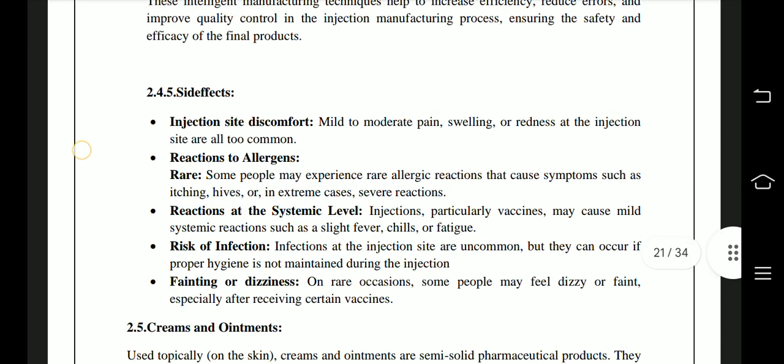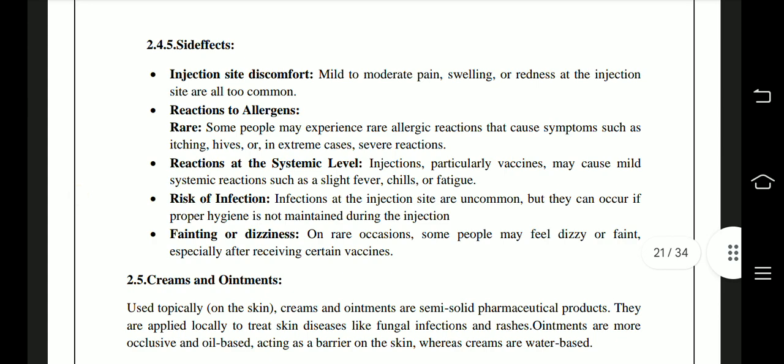Now, I would like to discuss the side effects involved in this. Injection site discomfort: mild to moderate pain, swelling, or redness at the injection site are all common. Reaction to allergens: some people may experience rare allergic reactions that cause symptoms such as itching or, in extreme cases, severe reactions.